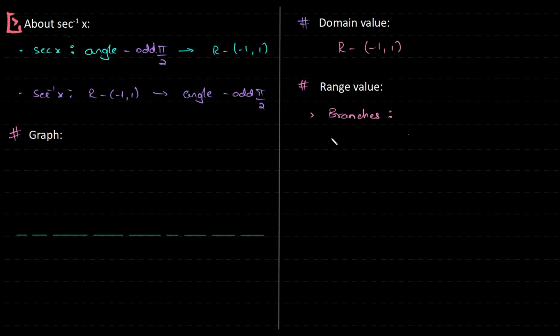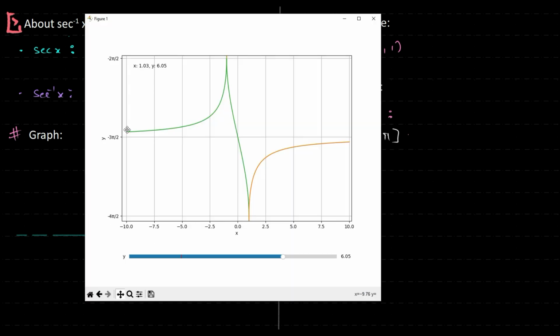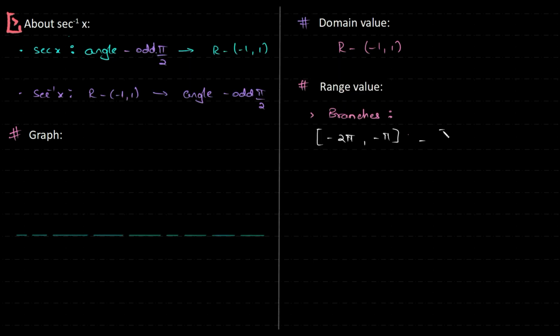The first branch will start from minus 2 pi to minus pi, right? I hope you guys saw that. Minus 2 pi to minus pi. It will not include minus 3 pi by 2.